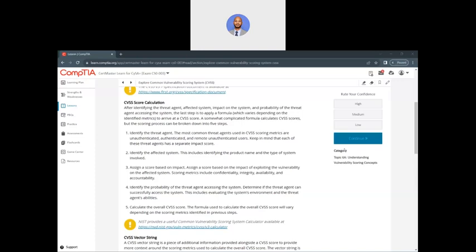Finally, you calculate the overall CVSS score using the information found above. The score will vary depending on the scoring metrics identified in the previous steps. And this is why I said it could be subjective, and it's based off the business operations and the goals of the actual business. And this is the link.